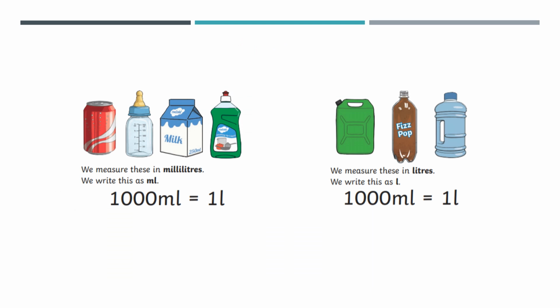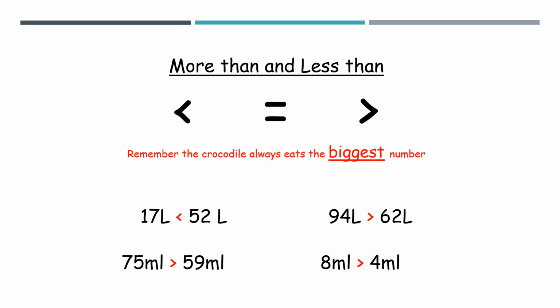We measure smaller items like milk, Coca-Cola, baby's bottles in millilitres. We measure bigger things like fizzy pop, petrol and big tubs of water in litres. 1000 millilitres is equal to 1 litre. More than and less than and equals. Remember, the crocodile always eats the biggest number. Here are some examples I've given you in litres and millilitres.